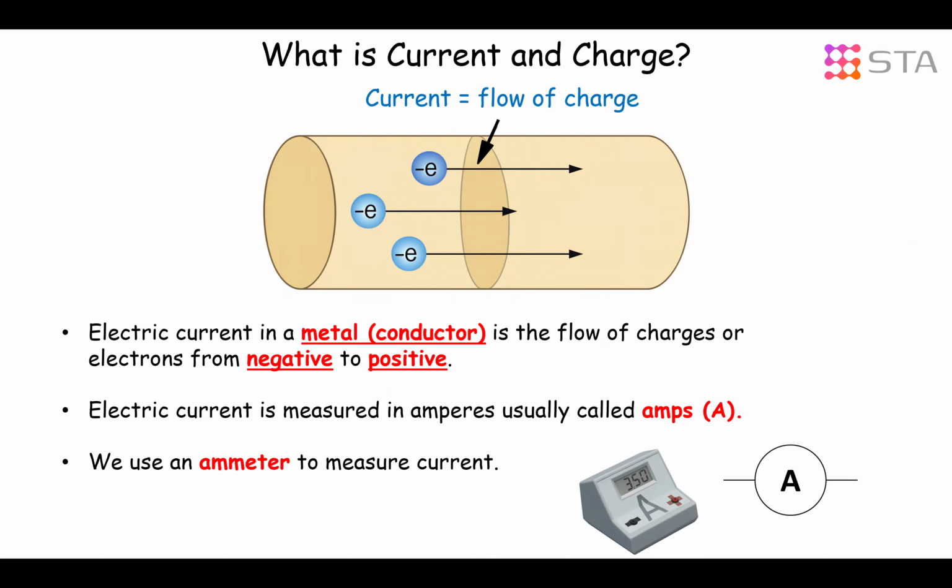So the number of coulombs of charge going past a certain point in the circuit in a second is called an amp of current. Electric current is measured in amperes. We normally shorten that to amps, and the symbol, of course, is capital A. We use an ammeter to measure the current.